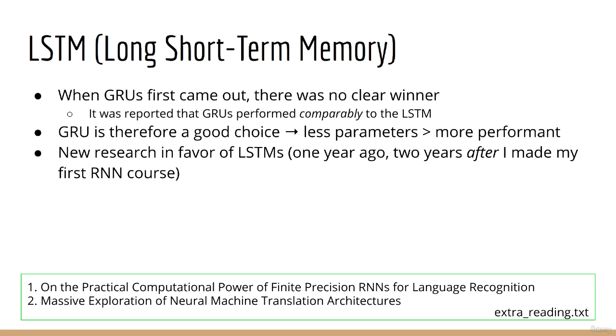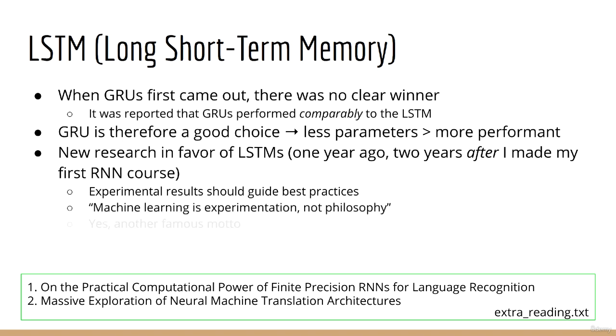In fact, at the time I am making this course, this latest research only came out about a year ago, which is actually 2 years after I made my first RNN course. So that just goes to show how fast things move in this field. Experimental results are always changing our thinking about best practices and which techniques to choose over others. This also is a great example of my rule: machine learning is experimentation and not philosophy.